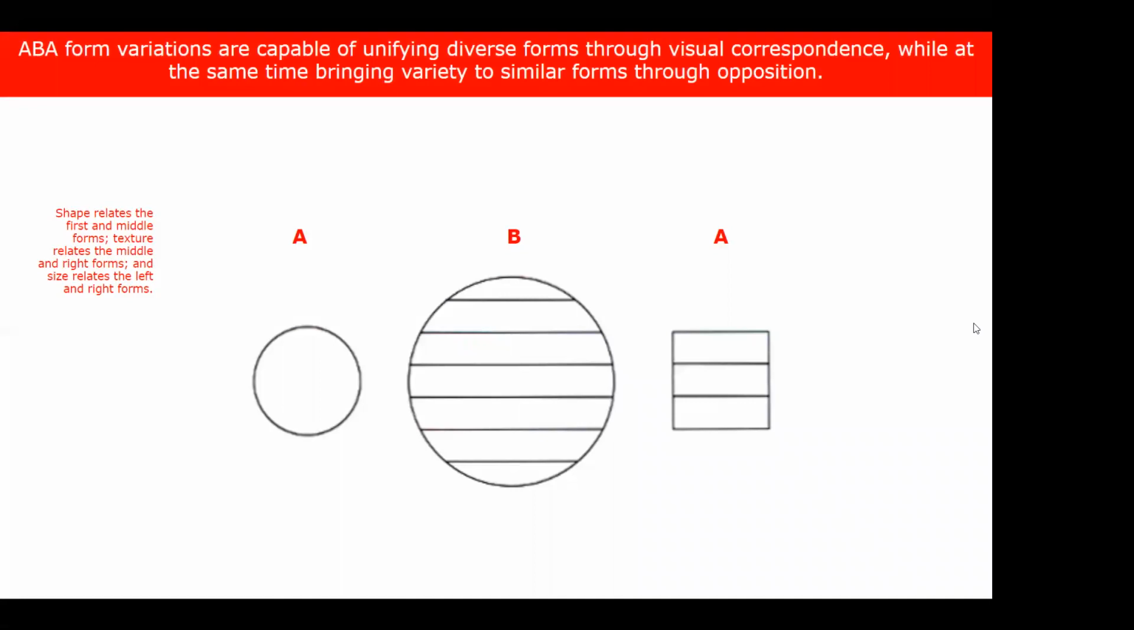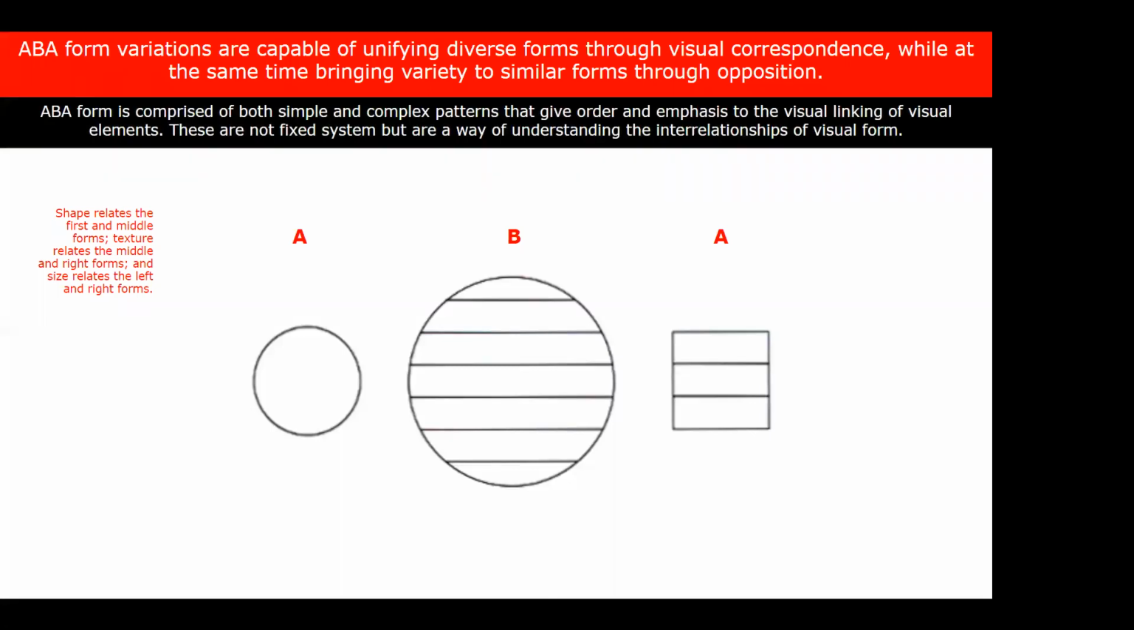So ABA form variations are capable of unifying diverse forms through visual correspondence, while at the same time bringing variety to similar forms through oppositions. ABA form is composed of both simple and complex patterns that give order and emphasis to the visual linking of the visual elements. These are not fixed systems, but a way of understanding the relationship of visual form. So designers who manipulate visual elements with this theory can achieve visual balance and even create visual interest to impress the audience.